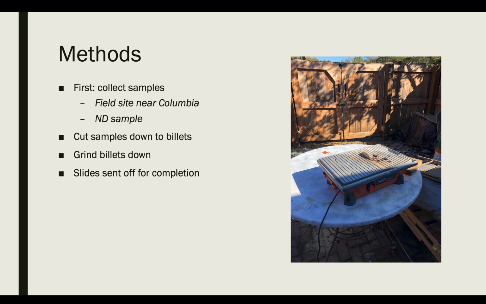After I had gotten the samples, the first thing I had to do was cut them down to billets to fit on a microscope slide so I could look at them through the petrographic microscope. So I cut them down to billets and glued them to microscope slides. This rock saw is what I used to cut the rocks down to size. Then we started the long process of grinding the billets down so they would be thin enough that I could actually look at them under the microscope. This took a long time, and I wasn't able to finish it because of COVID, so we had to send them off to a company to be completed.